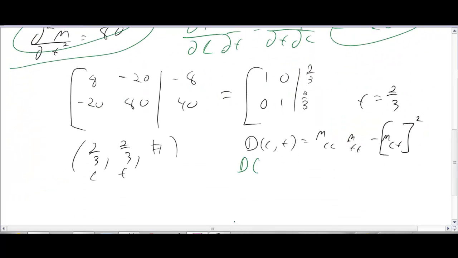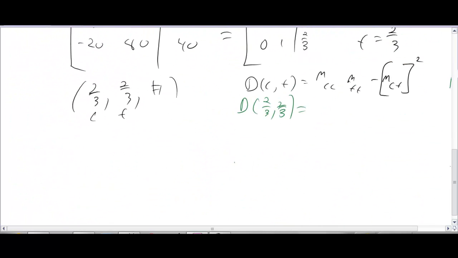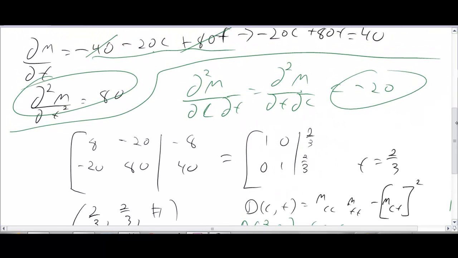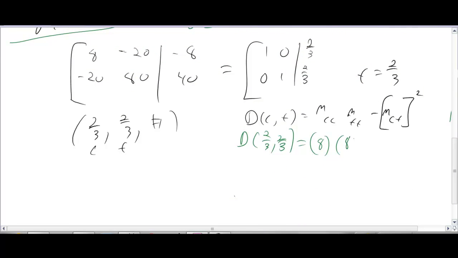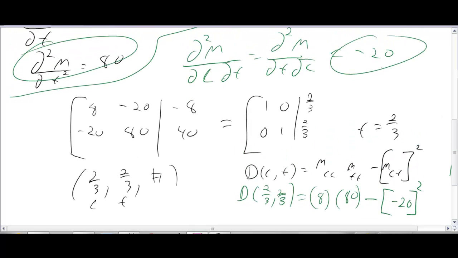So D of 2/3, 2/3 is equal to the CC, which I believe was 8. Let me go up here and double check that. 8, yes. 8. The FF was 80, minus negative 20 squared. So my third one was negative 20.